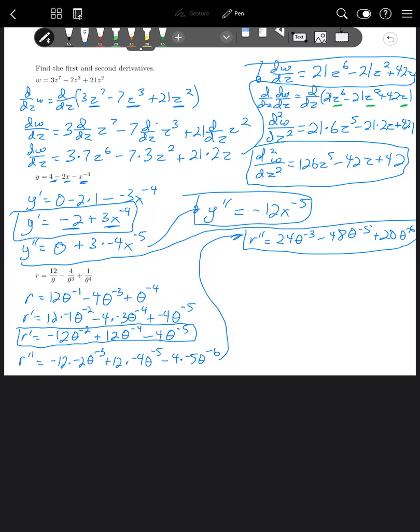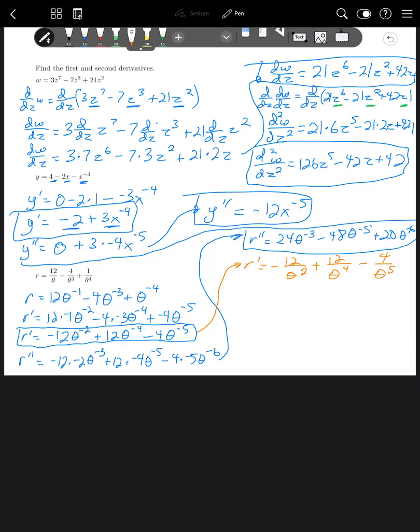Okay, so that's one way to deal with these variables in the denominators. You can rewrite each one using negative exponents and then use these rules. There's also a way to get a rule for how this works. So I'm going to use this first example here to make this point. This answer for r prime, if I were to rewrite these with positive exponents, would be negative 12 over theta to the second plus 12 over theta to the fourth minus 4 over theta to the fifth, right? If we rewrote that with positive exponents, that is what r prime would look like.